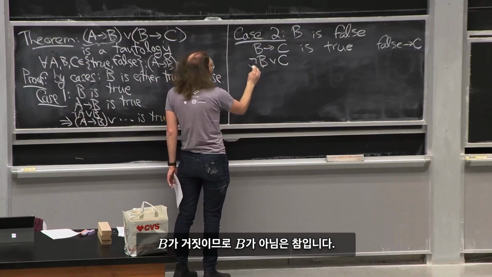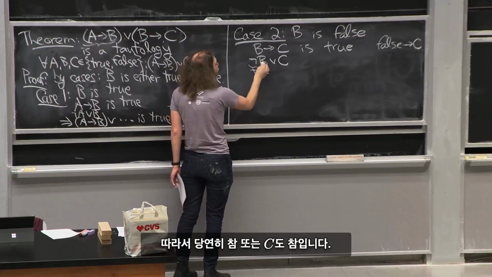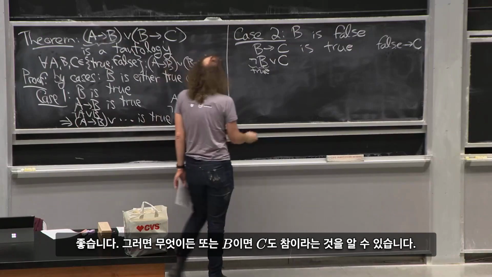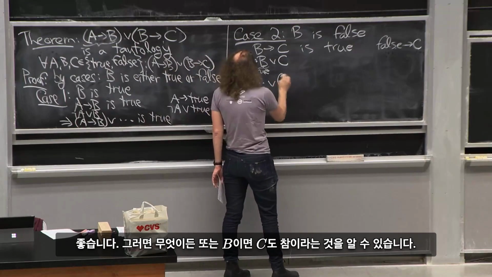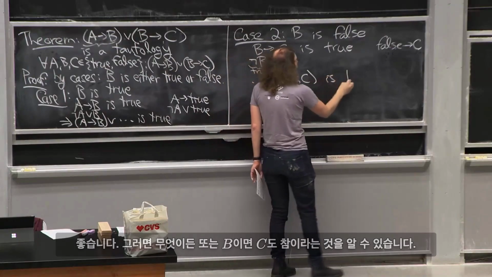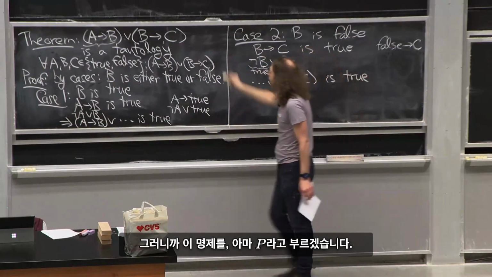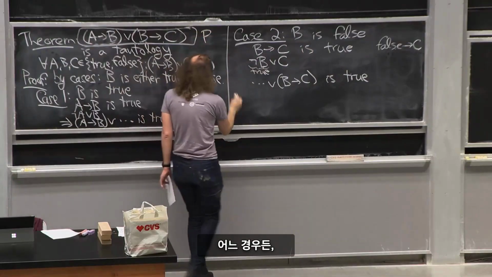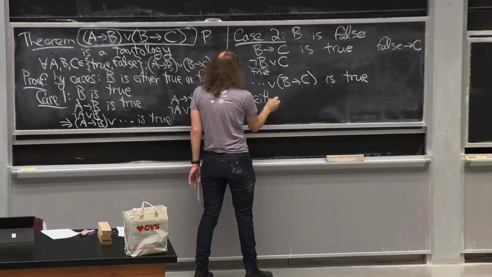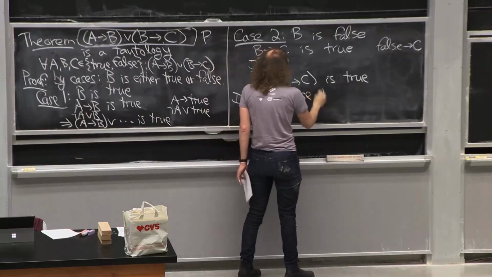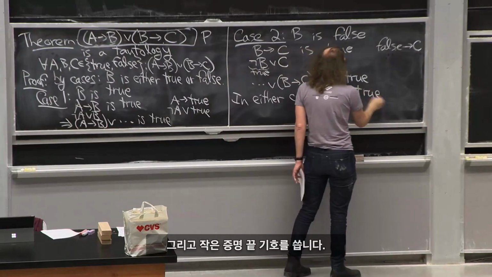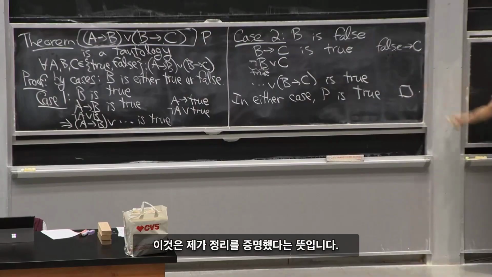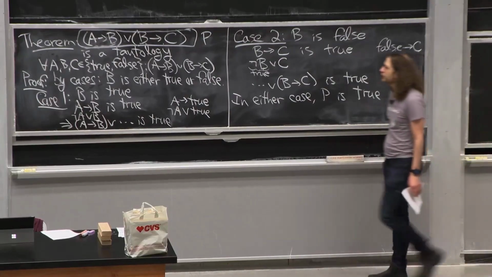B is false, so not B is true. And so, of course, true or C is also true. Okay, and so that tells us that anything or B implies C is also true. So in other words, this statement, which maybe I'll call P, I'll say in either case, P is true. And so I write my little end of proof symbol. This is QED from last time. This means that I have demonstrated the theorem.